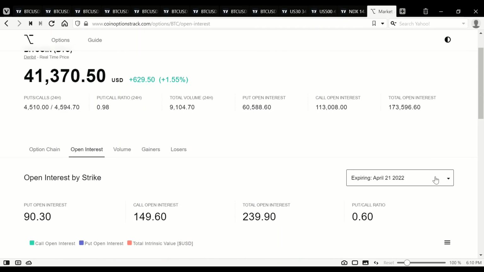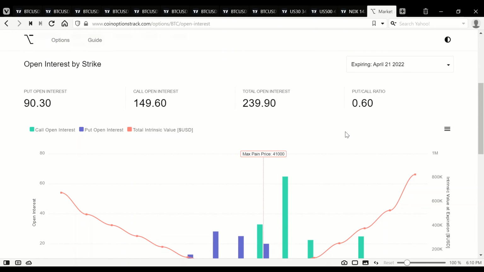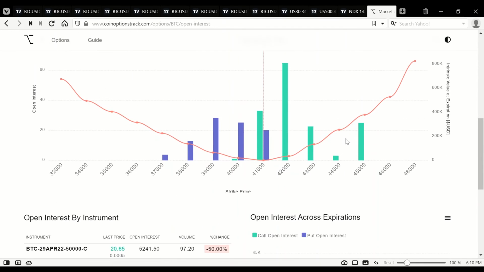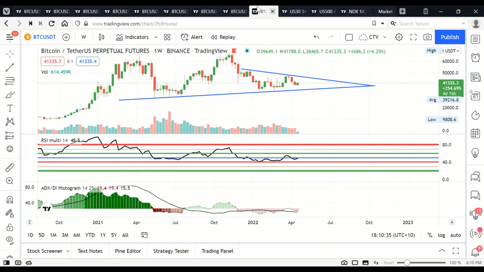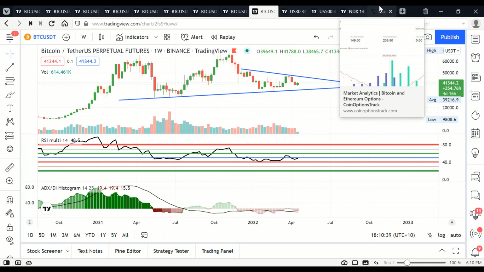So if we see the options open interest data for April 21, we could clearly see strong support is coming around 40,000. In fact, there is a pretty decent amount of puts and calls written at 41,000. So 41,000 might eventually act as a resistance for tomorrow. At the moment, it is trading at 41,335 or something.